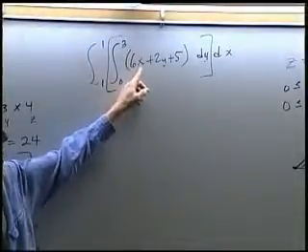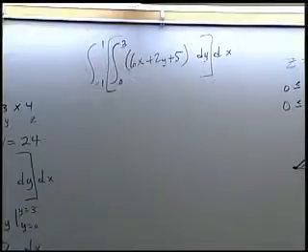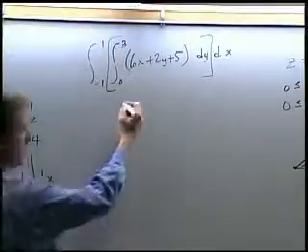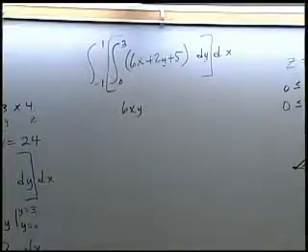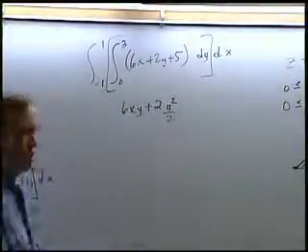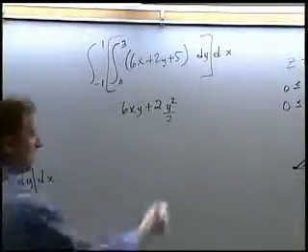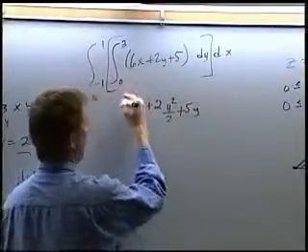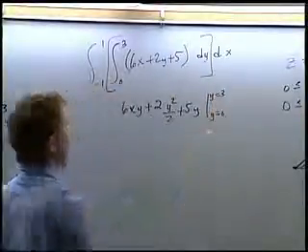What's the antiderivative of 6x if y is the variable? 6xy. What's the antiderivative of 2y if y is the variable? Okay, the 2 stays there, and then there's a y squared over 2. And then what's the antiderivative of 5? 5y. And we're going to evaluate this at 0 and at 3.